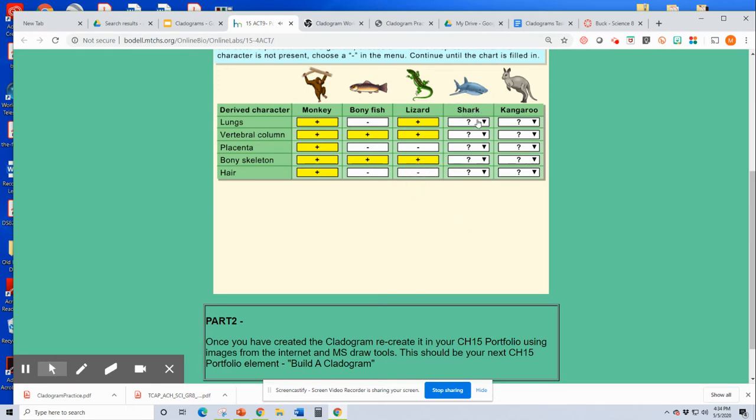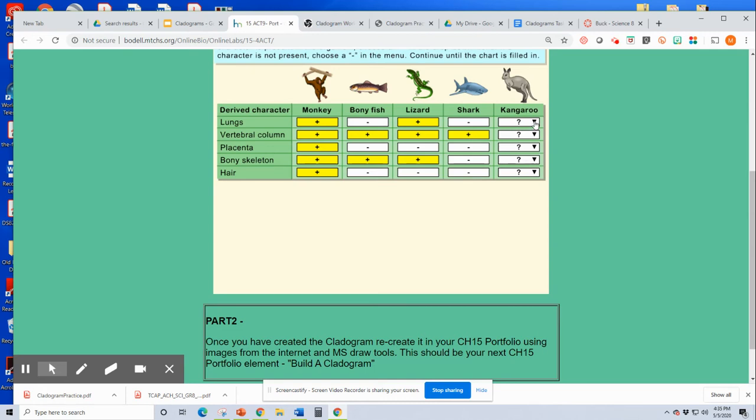All right, here's Mr. Shark. Okay, I'm having fun. All right, he has gills, so no lungs. Has a backbone. No placenta, I don't think. Well, that was right. I think they have cartilage instead of bones. We'll find out together. Yep, like that one. And no hair. Okay. Geez, he's just got one thing.